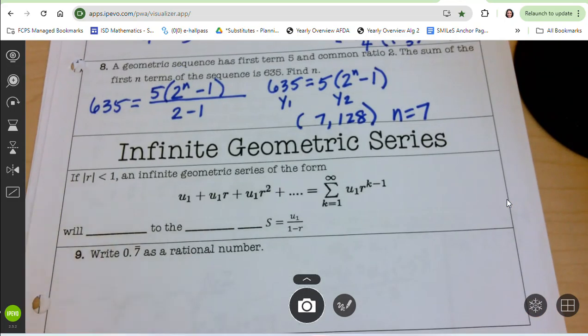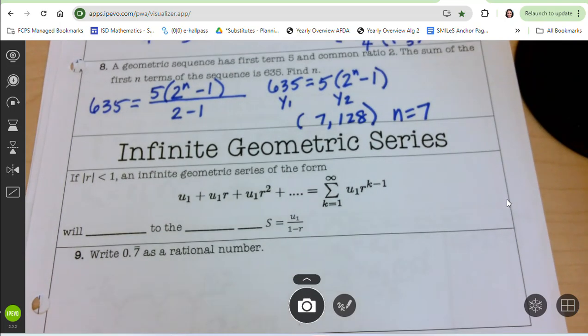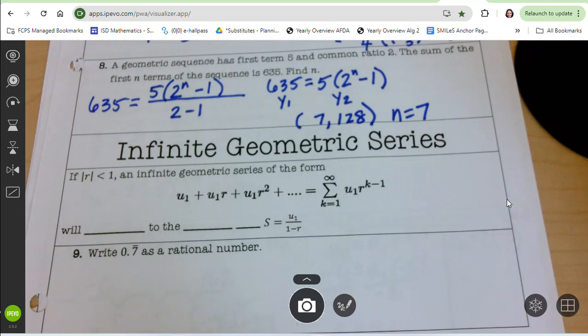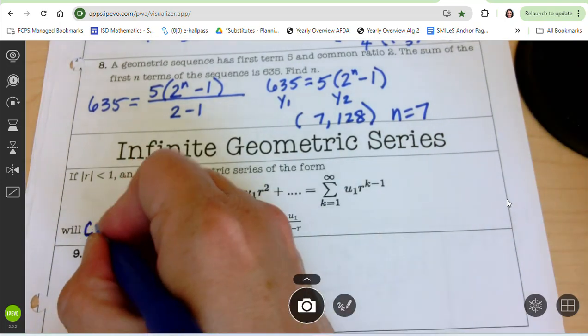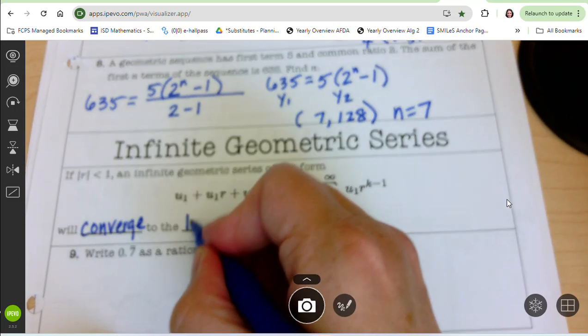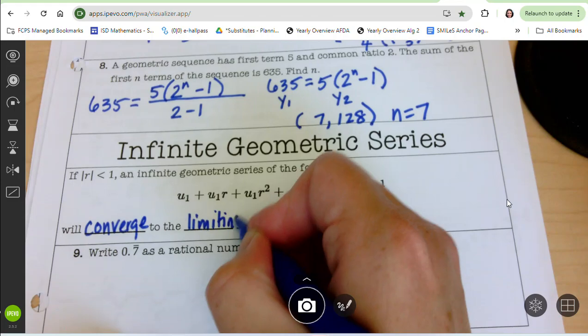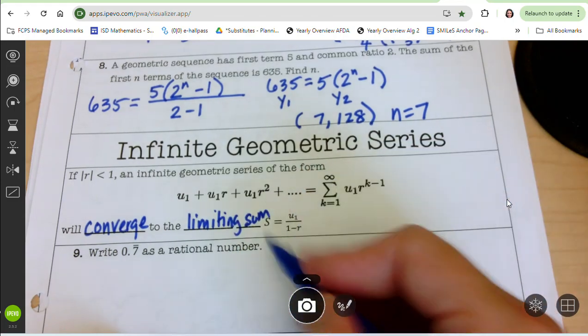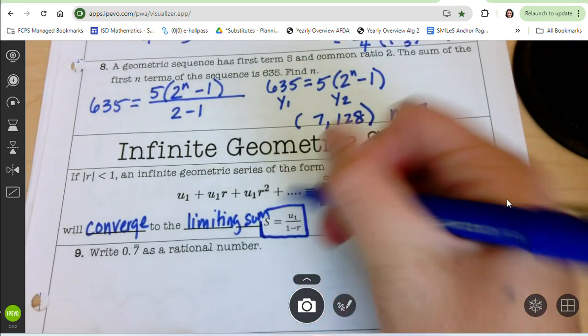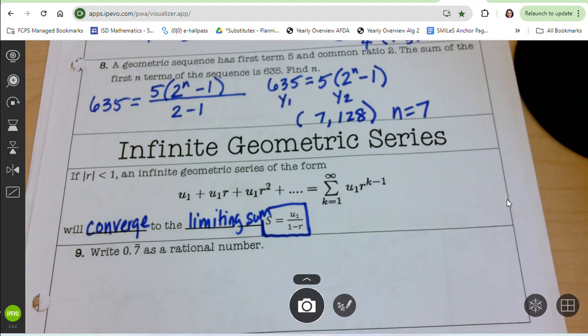Last problem is about an infinite geometric series. If the absolute value of r is less than 1, then the infinite geometric series will converge to the limiting sum. And this is the formula, okay? This is my formula right here for an infinite series. However, you can only have an infinite series if the absolute value of r is less than 1. So I'll give you an r value and you tell me if it will converge, all right?